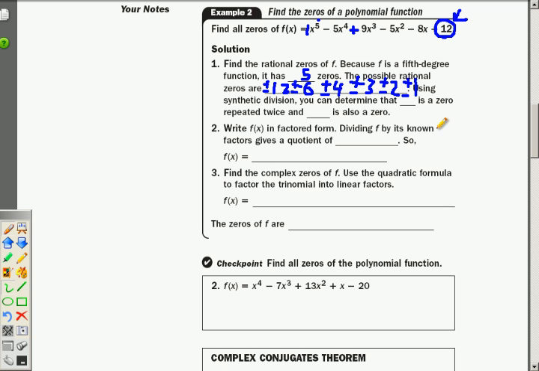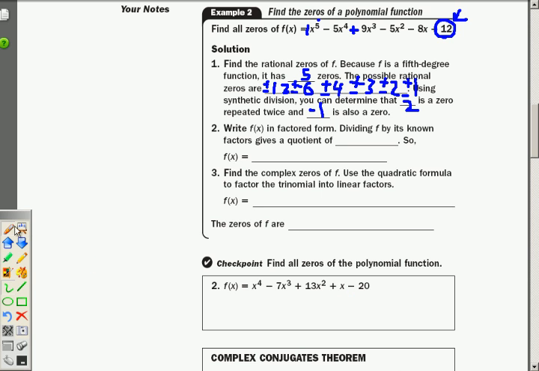You could determine through synthetic division, if you divided everything out, that 2 is a zero repeated twice. You could also determine that negative 1 is a zero. Now, I don't expect anybody to actually do synthetic division and all that. That's a ton of work.